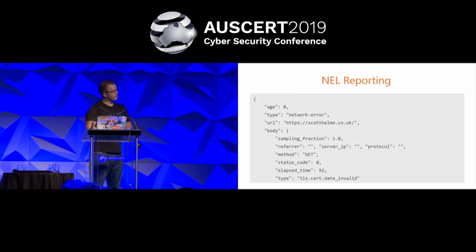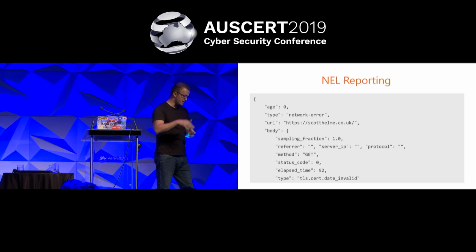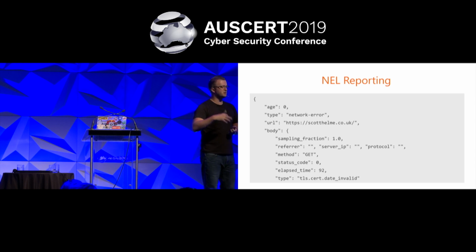So to take a look at a common example, this is the JSON payload that will be sent. For every single one of these errors that we're going to talk about, you get a really nicely formatted JSON payload sent as an HTTP POST request to the specified endpoint. So this isn't particularly difficult stuff. The age: if the browser can't connect to the endpoint, it will cache the report and try and send it later. So age will tell you how long ago this problem happened.